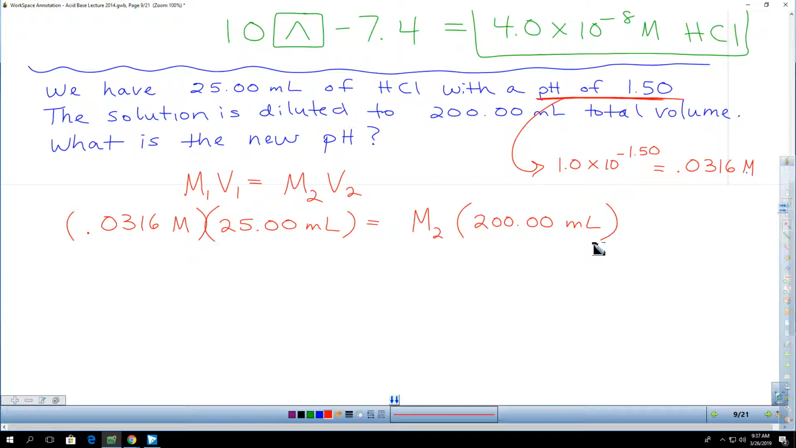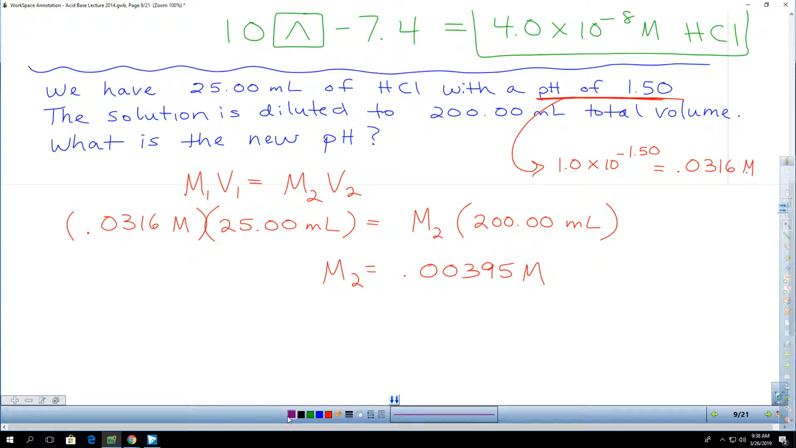Cute. Okay, so if I plug that in my calculator, I'm going 0.0316 times 25 divided by 200. And I get M2 as about 0.00, I'll go maybe 3 sig figs-ish. I'm kind of making this problem up. 395. And it's really similar to one that's in the homework. All right, cool. So there's the final molarity. And if you know the molarity, you know the pH.